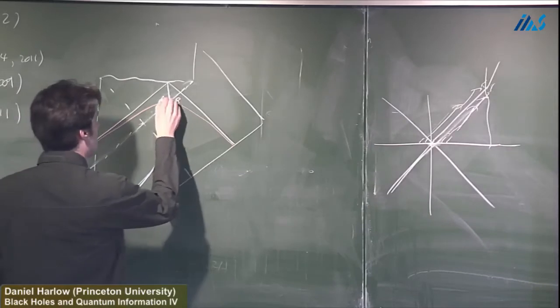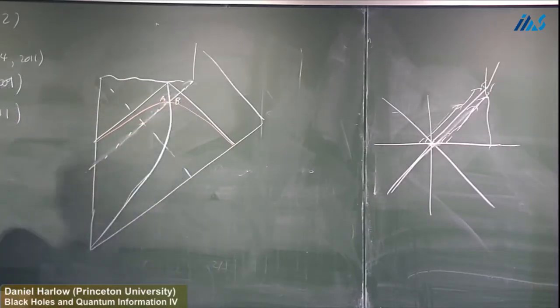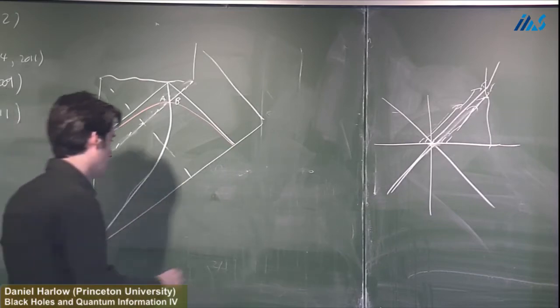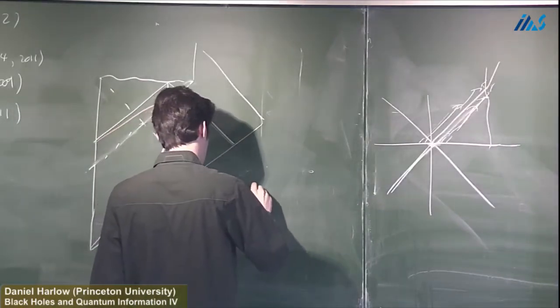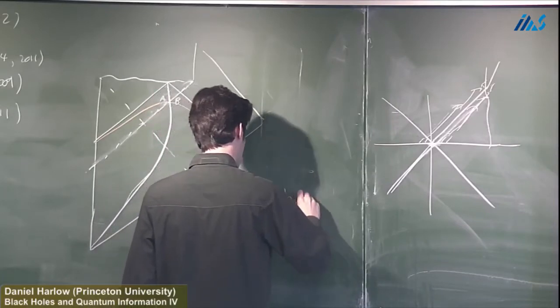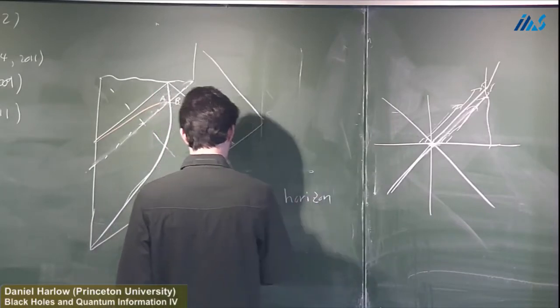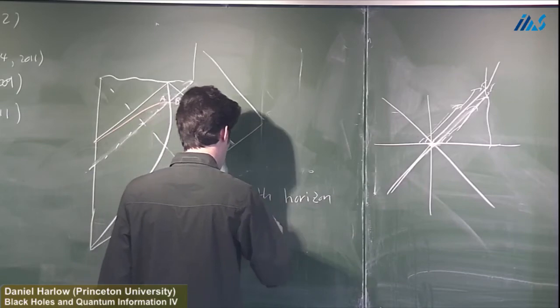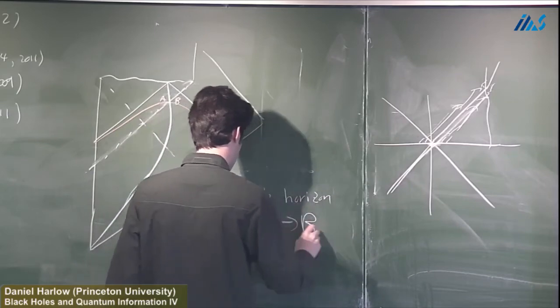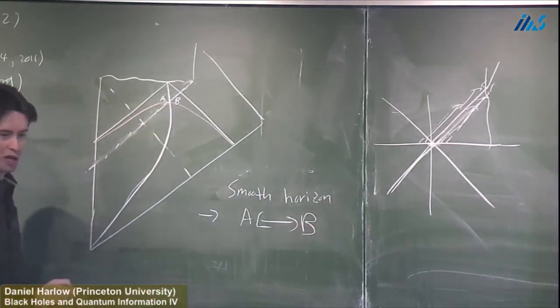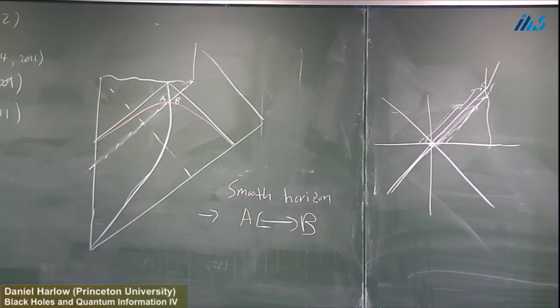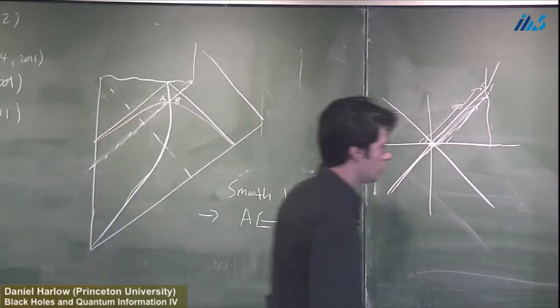So that means that A needs to be entangled with B on this slice in order for Alice to not see a firewall. Okay. So smooth horizon. And I'll just write it like this. I just made this symbol up, but it means that A is strongly entangled with B, as we found in Rindler space earlier in the lectures.